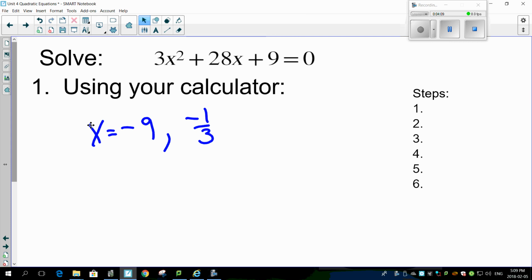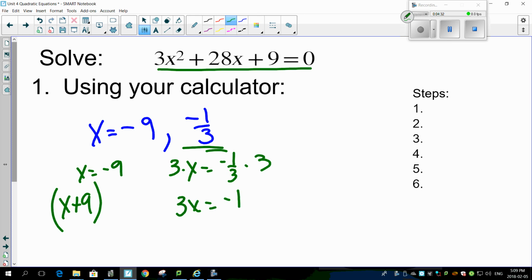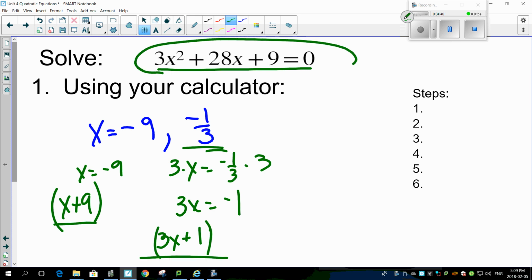What a great way of doing this. And then, of course, you can work backwards and figure out what this guy looks like in its nice, beautiful factored form. So x equals minus 9. Add 9 to both sides. That's x plus 9. This guy, of course, would be x equals minus 1/3. Multiply both sides by 3. You get 3x equals minus 1. Bring that over. You get 3x plus 1 equals 0. There's your 2 factors, and that's the factored form of this guy right here. Really pretty, real easy way of figuring out not only the zeros, but what the original factors were.